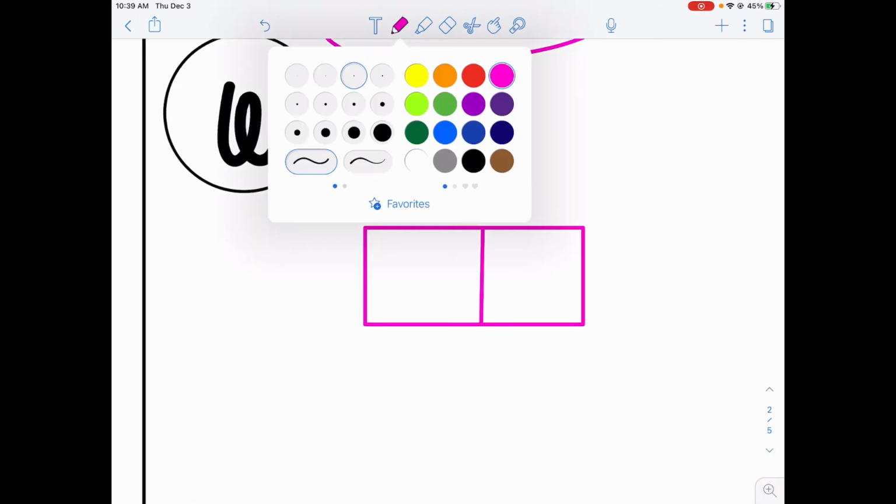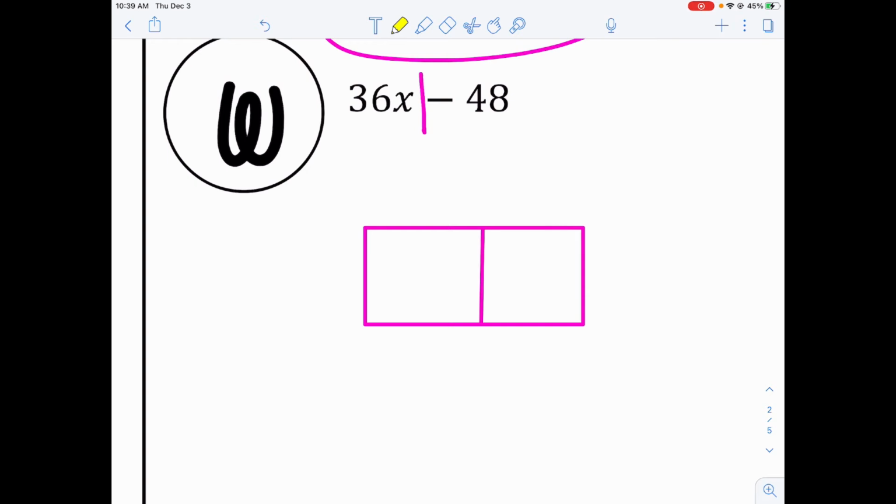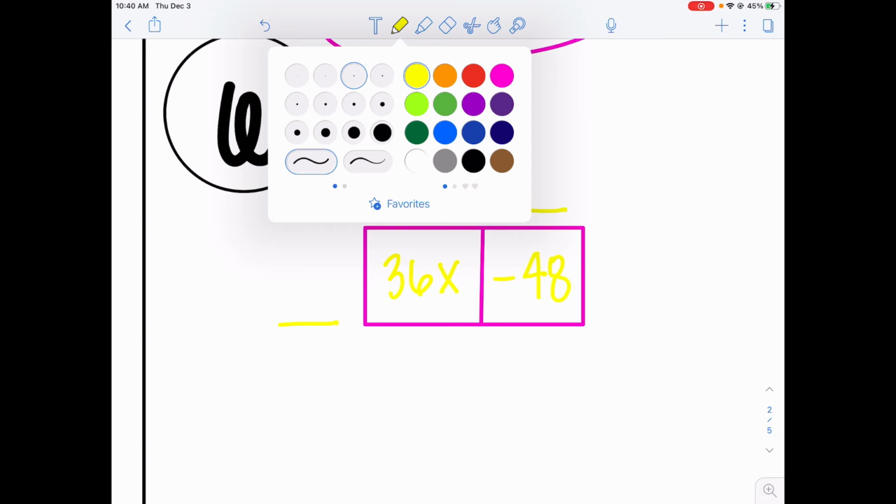And remember, we are taking the expression, the terms in the expression, and putting them inside the boxes this time. So 36x goes in the first box, and a negative 48 goes in the second box. And we are looking for what I can pull out to put in front and then above my 2 boxes. Now for this one, a lot of times people tell me that the biggest factor that they can get in is 6. So I'm going to put a 6 in the front.